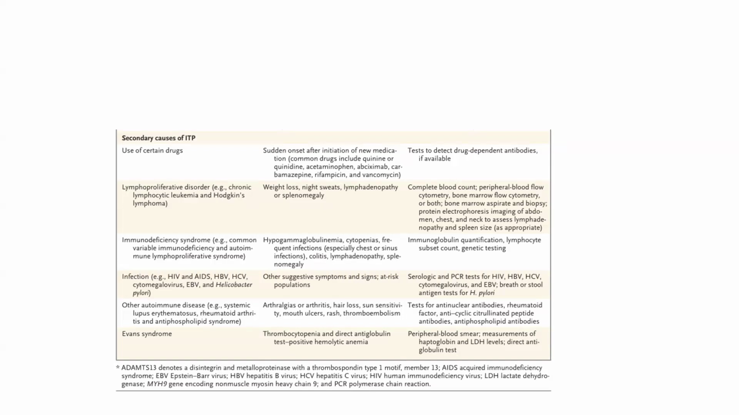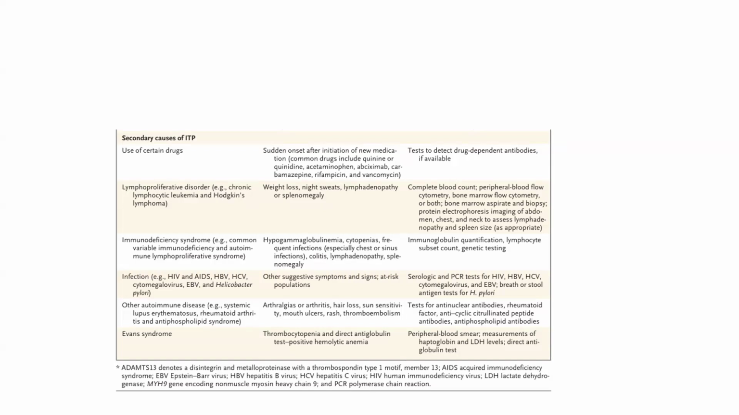Then immunodeficiency syndromes, for example, common variable immunodeficiency and autoimmune lymphoproliferative syndrome. The clinical findings will be hypogammaglobulinemia, cytopenia, frequent infections, colitis, lymphadenopathy, and splenomegaly. The lab features will be immunoglobulin quantification, lymphocyte subset count, and genetic testing.